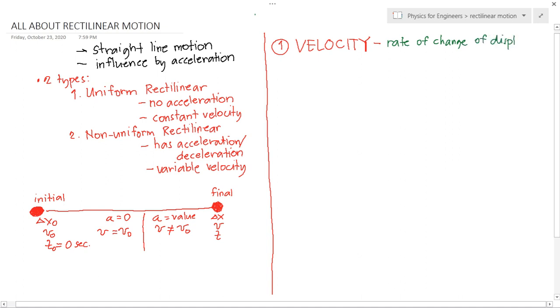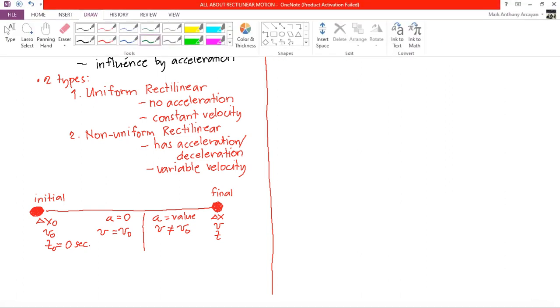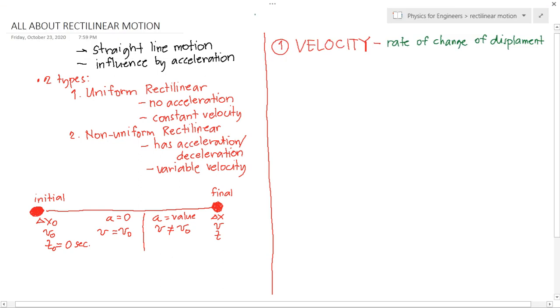So yun lang yung velocity natin. And in symbol, we have v equals rate of change of displacement, so delta x all over time. So ganon. This is now our formula for our velocity. You can also rewrite this as the initial displacement x naught minus final delta x lang all over t.